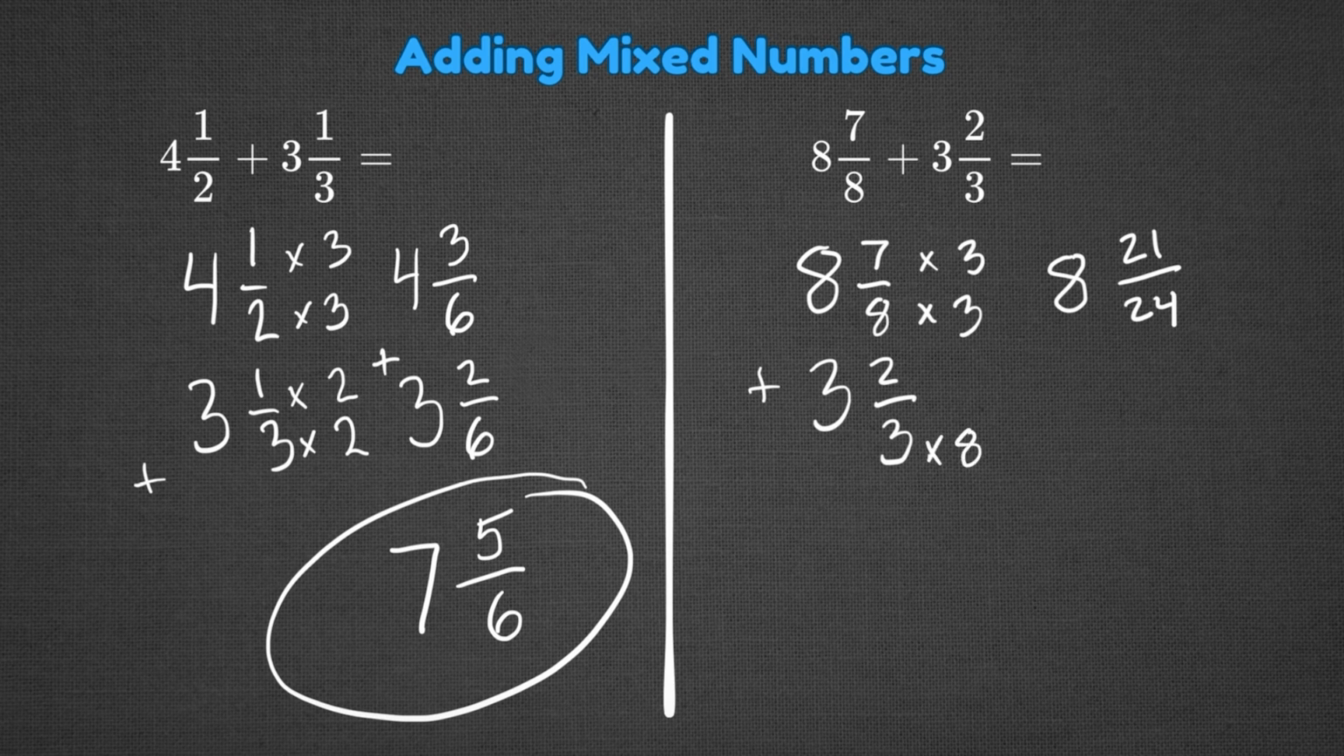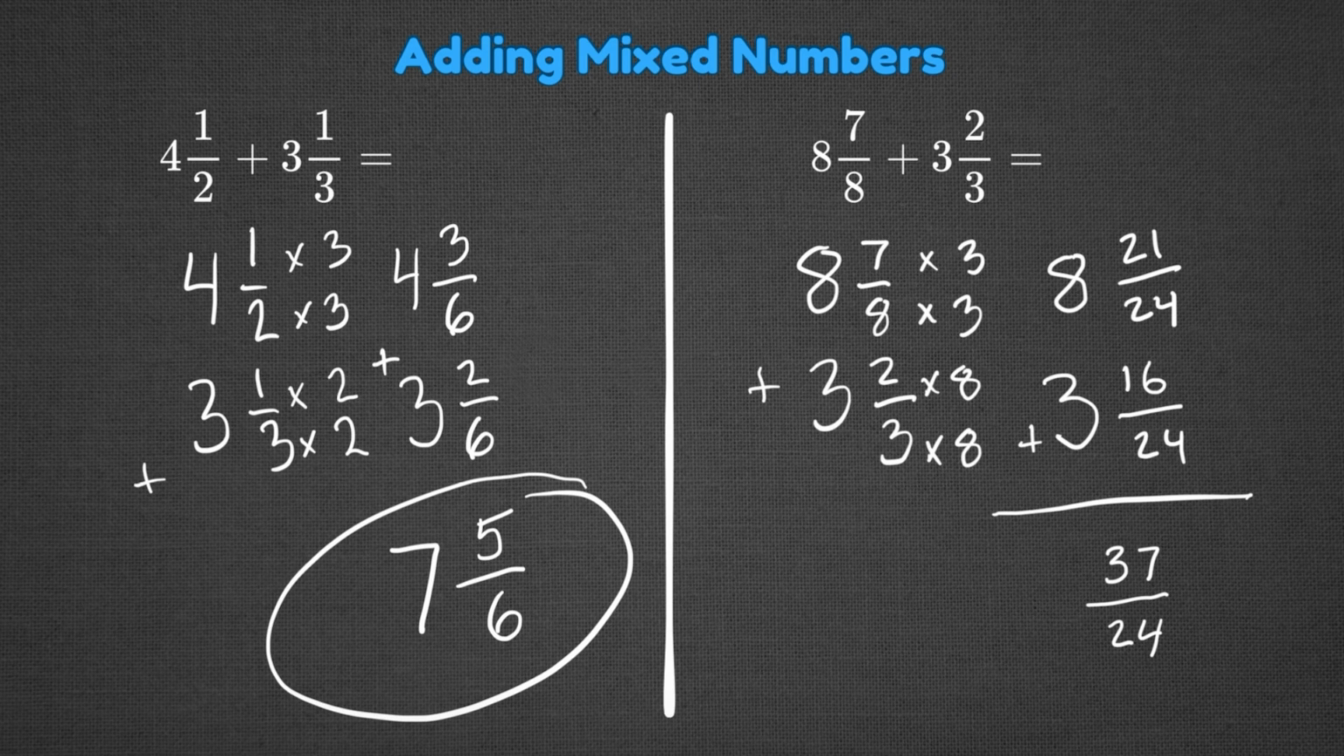Down below, I'm going to need to multiply this 3 by 8, and I'm going to get 3 and 16/24. Now you're going to see something interesting here when I add these together, because how many 24ths do I have now? Well, I have 21 plus 16, and that's going to be 37/24. And then I'm going to add the whole numbers together, and 8 plus 3 is 11. Now I can't just circle this.